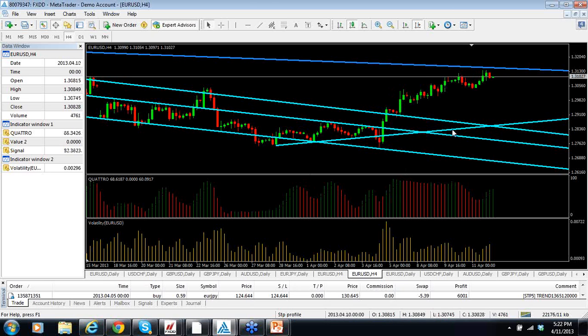FxEdge Quattro continues to do well. We would have had an add-on here. Here's the add-on, change from red to green, gets us into a buy. Also right here, that would have gotten us into another buy. Here's another buy.